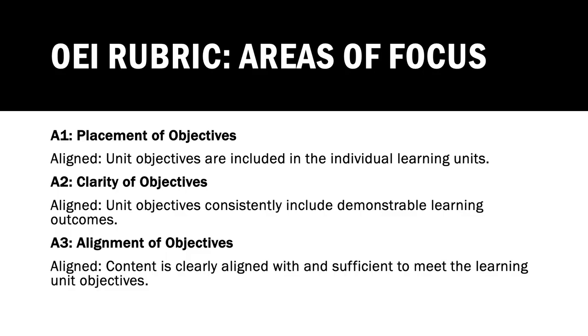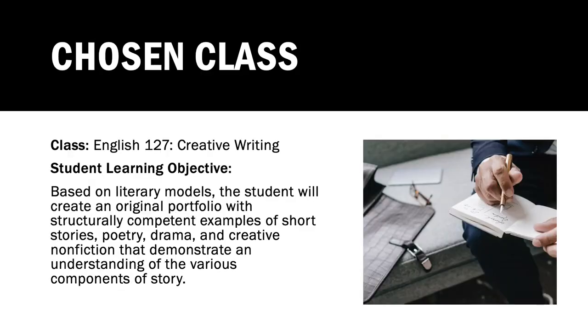I chose to focus on three criteria of the OEI rubric, A1, A2, and A3. They deal with placement of objectives, clarity of objectives, and alignment of objectives. The class I chose to focus on was creative writing, and you can see the college's SLO for the class listed here.